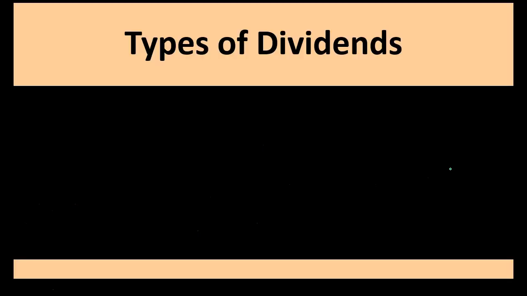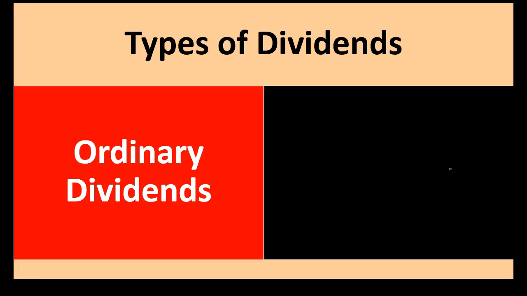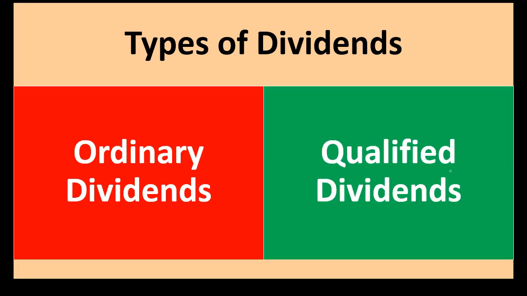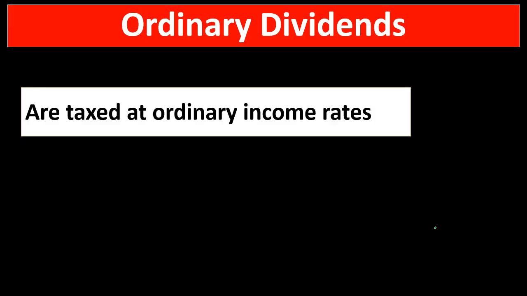All right, types of dividends. There's two different types of dividends that we want to think of: ordinary dividends and qualified dividends. So whenever you think dividends, you have to break them out in your mind: ordinary dividends, qualified dividends. Ordinary dividends are taxed at the ordinary income rate. When you think about high income individuals, this is bad because the ordinary income rate will typically be higher than any other rate that they can have, right?